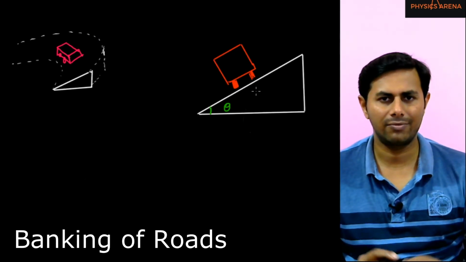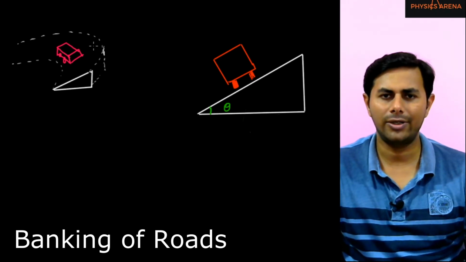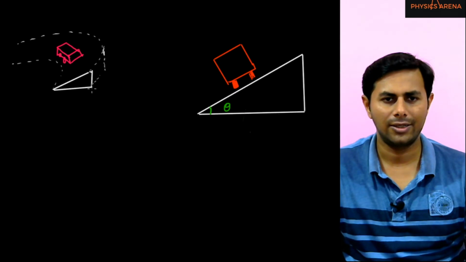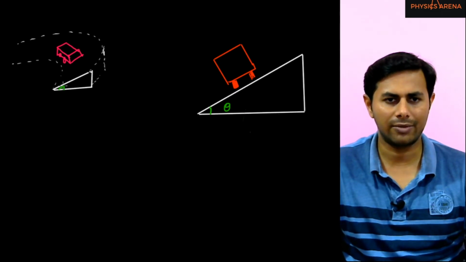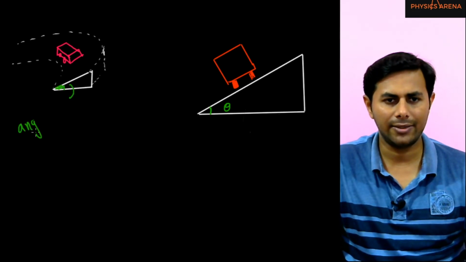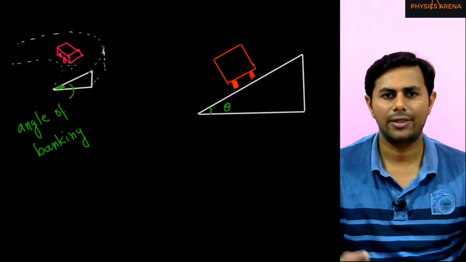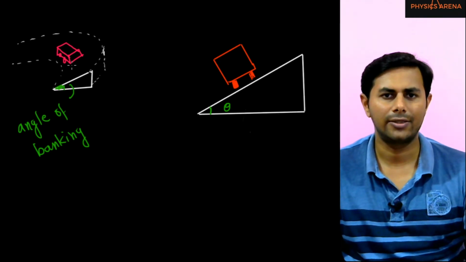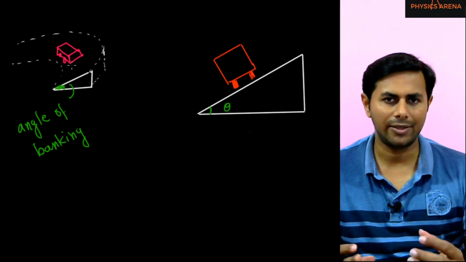So what is banking of roads? So in banking of roads, the outer side of the road surface is raised with respect to the inner side with some angle called as angle of banking, and we will see that this method provides necessary centripetal force even in the absence of static friction.